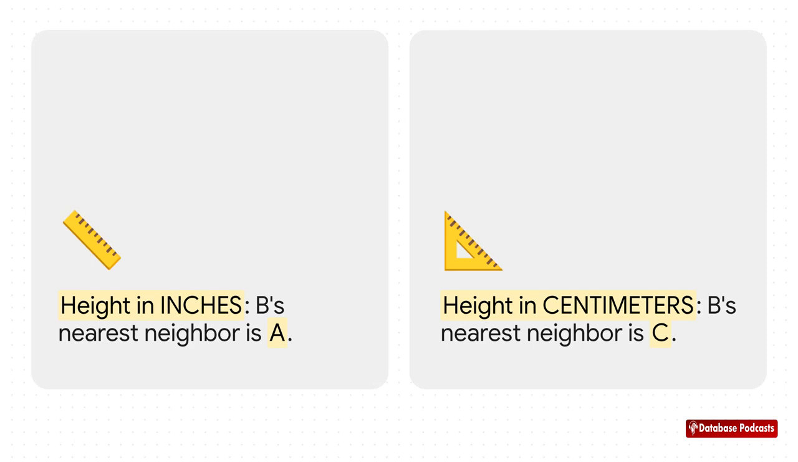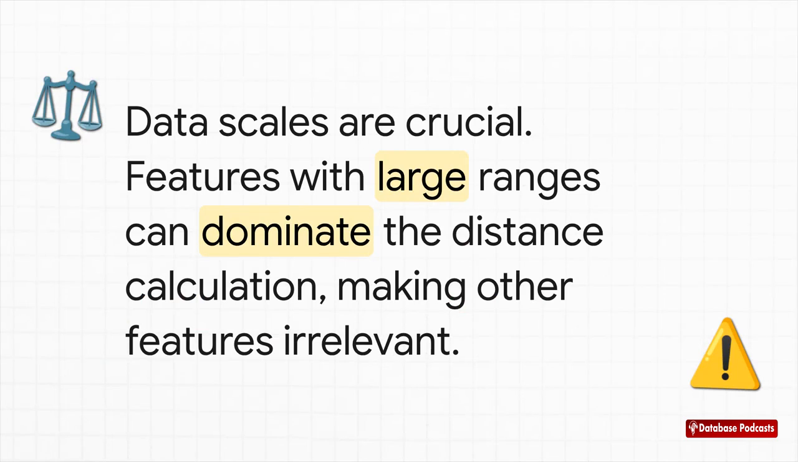If we calculate the distance between them using their height in inches, it turns out person A is the closest neighbor to B. But if we just switch the units to centimeters, the math completely flips, and suddenly person C is closer. Nothing about the people actually changed, just our units, but we got a totally different answer. So what's the big lesson here? It's that the scale of your data matters a lot.